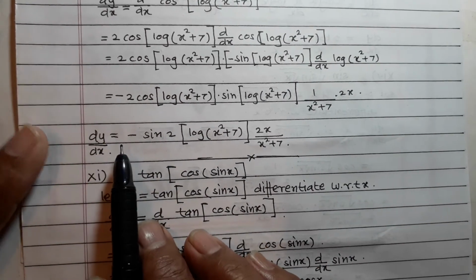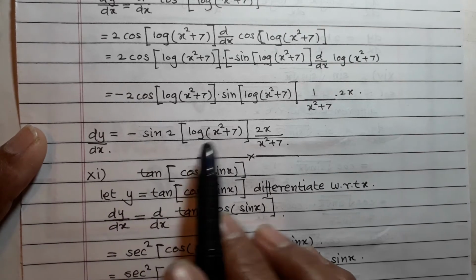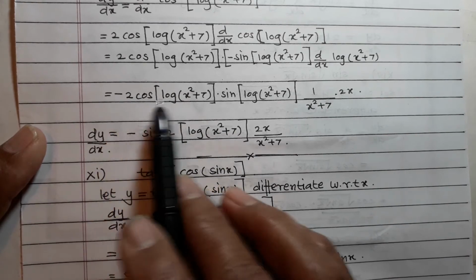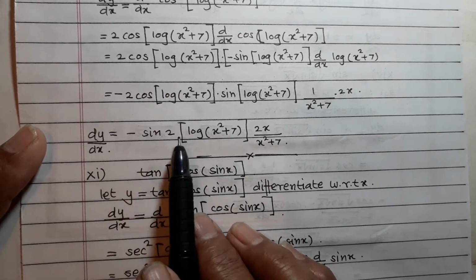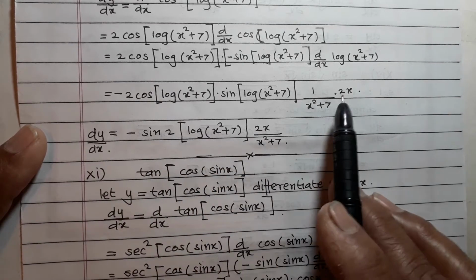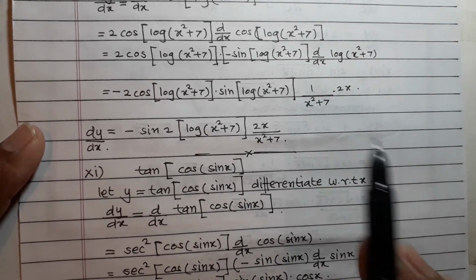So dy/dx is equal to minus sin 2 log, so this is cos into sin, and 2, so this is sin 2x. So minus sin of 2 log (x² plus 7) into 2x upon x² plus 7.